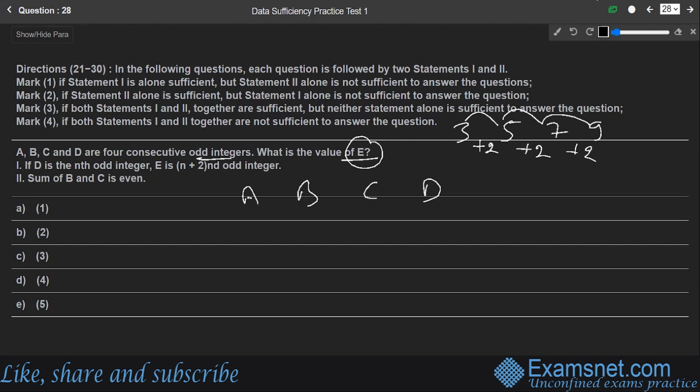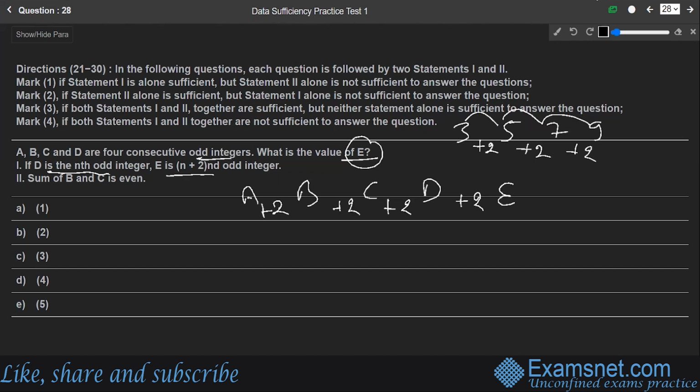So clearly we are supposed to find out the value of E, which is not yet mentioned, but he will mention it somewhere in the statements. The first statement is D is the nth odd integer, and E is the n plus 2 odd integer. That means E is two ranks above D. This is how we have to take it, like E is the third consecutive odd number after D. So E is the n plus second odd integer. So there will be a gap of plus 2 in all of them. That's what the first statement is saying.